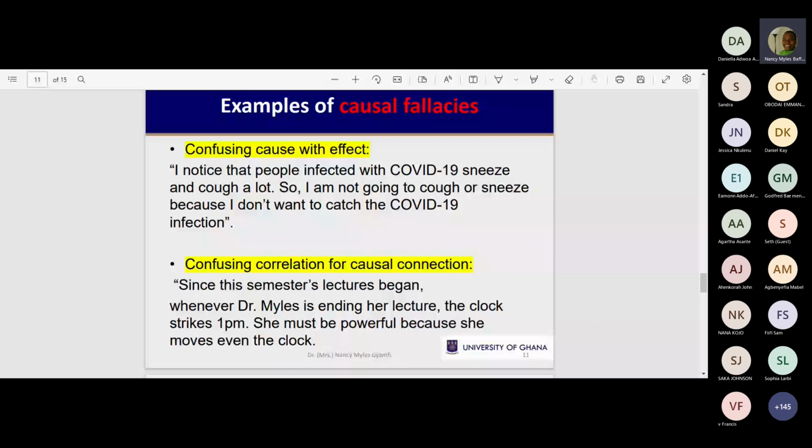I don't want to get cholera. Oh, but it is when you get the cholera that it leads to the pooing and the vomiting. It's not the vomiting and pooing that leads to cholera. But you see how the person is reasoning, confusing the cause with the effect. That is when you make it look as if it is the effect that brings about the cause. That is the fallacy there. There's a lot of reasoning like that. Even the COVID-19 one I projected is like that. I noticed that people infected with COVID-19 sneeze and cough a lot. So I am not going to cough or sneeze because I don't want to catch the COVID-19 infection. This is confusing cause with effect. It's also a fallacy.